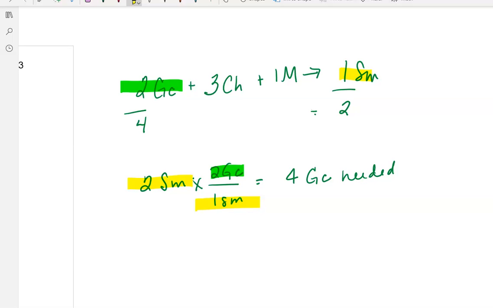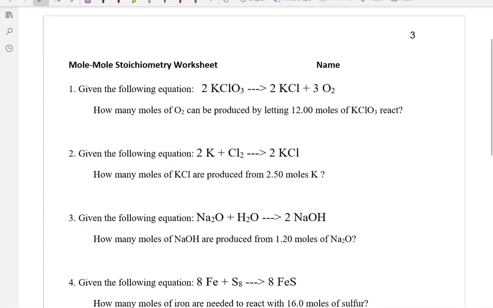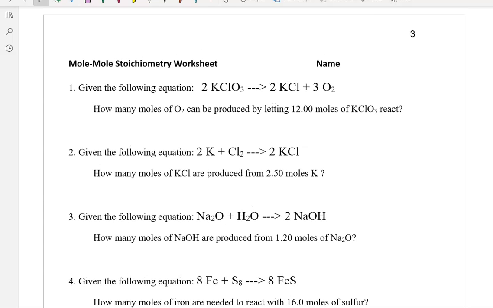Now you'll notice that I'm using highlighters. I think that really helps in this case. So now instead of talking about graham crackers, we're going to talk about chemicals. If you read through, the problem tells you that you have 12 moles of potassium chlorate. That is your known quantity. It asks us to calculate moles of oxygen. That is our unknown amount.